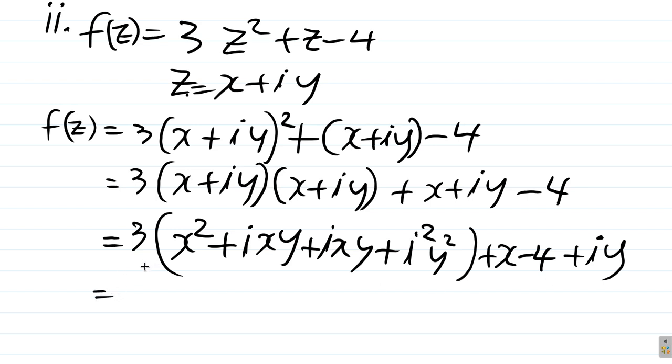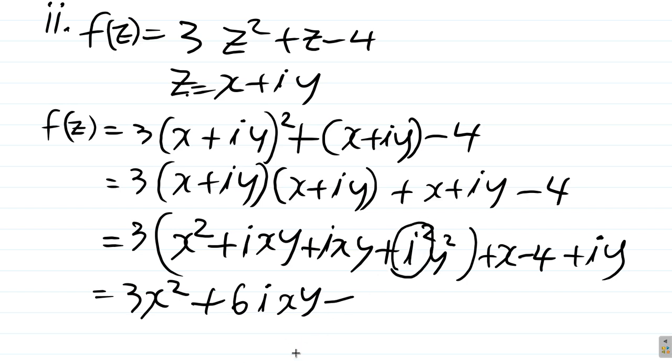Now this is going to be 3x². Well, ixy plus ixy gives you 2ixy, and that multiplied by 3 gives you 6ixy. Alright? Plus, it's going to be a minus because this is a negative 1. Negative 1 by 3 is negative 3y². Okay? Plus x minus 4 plus iy.